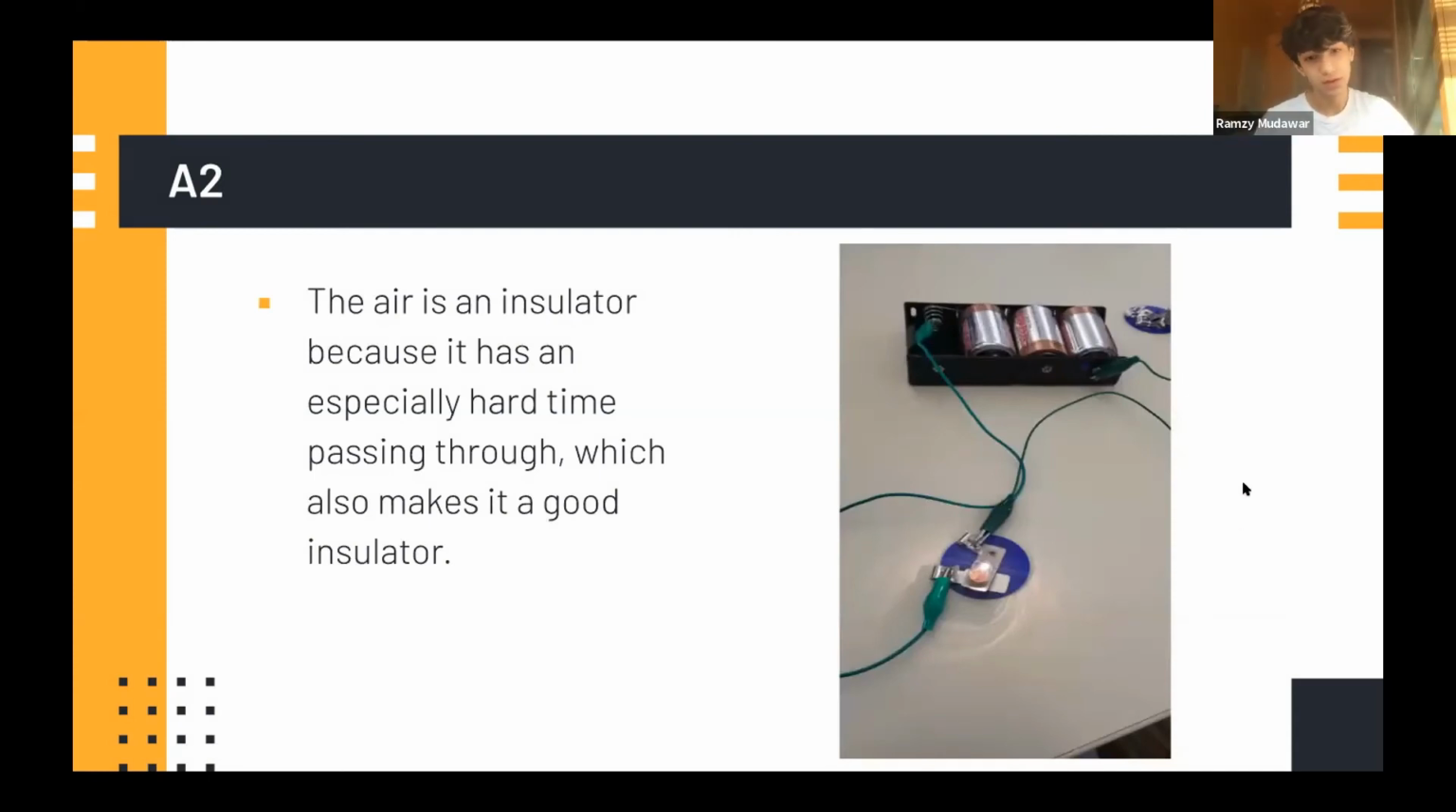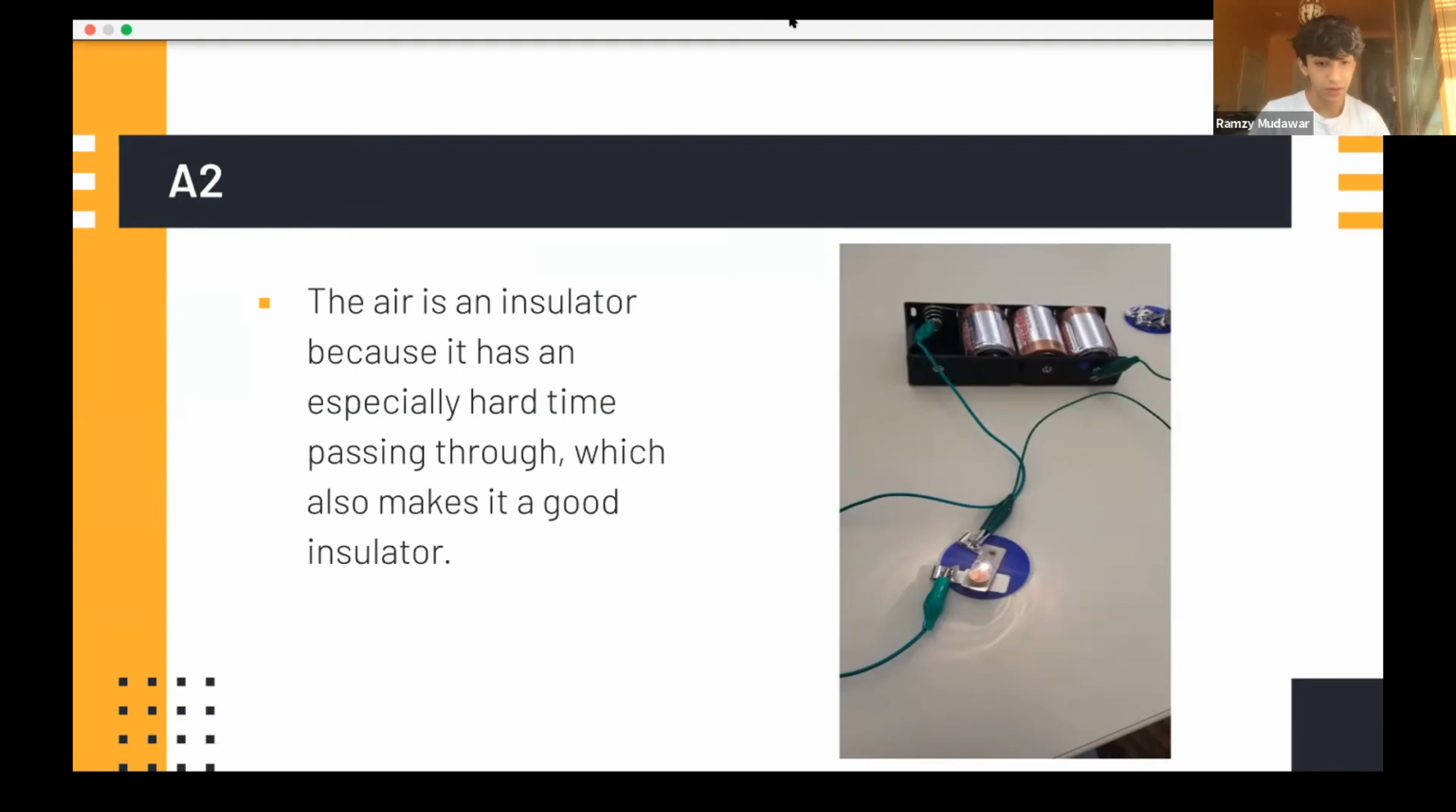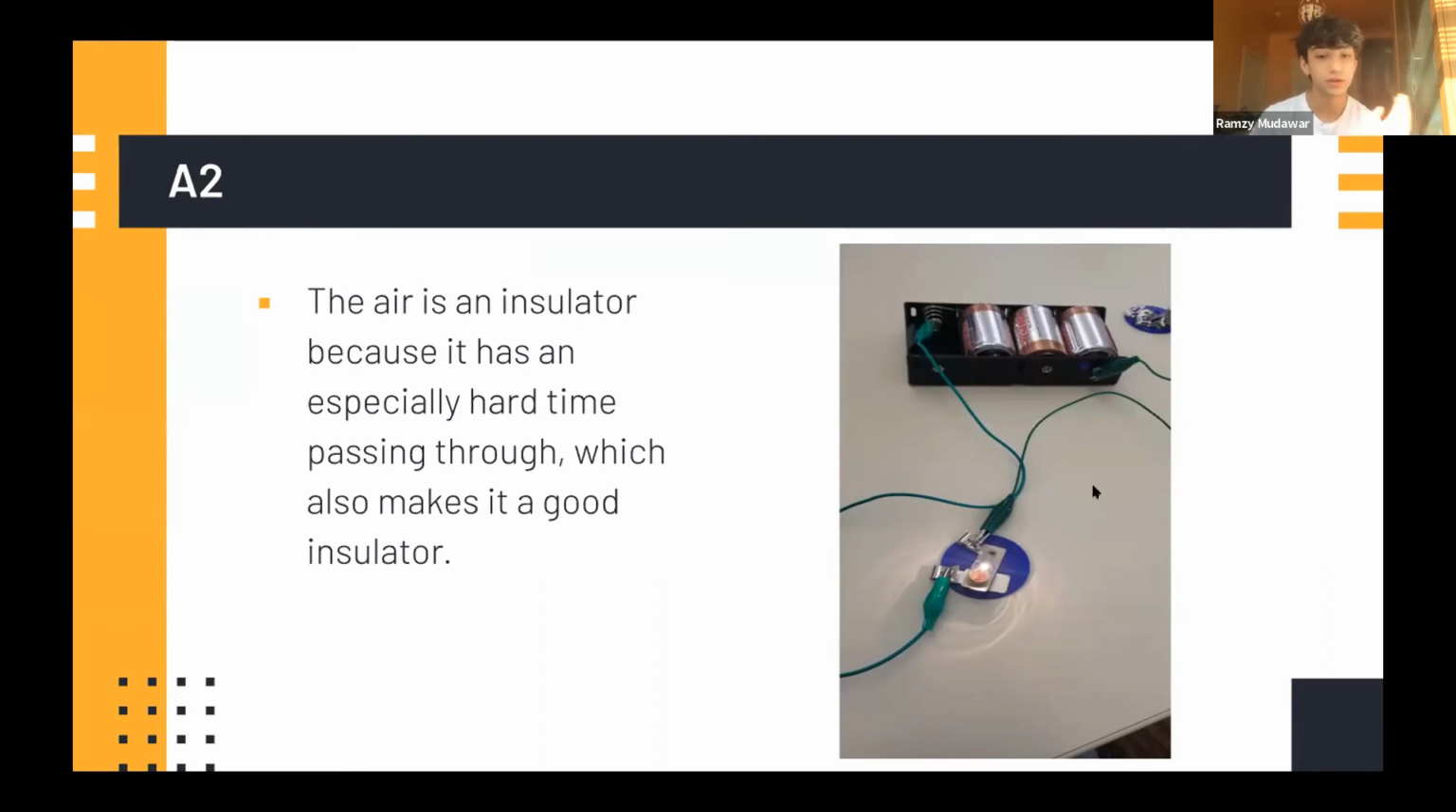For this one, it was asking if air is an insulator, and air is a really good insulator because electricity can't really pass through it, unless there's a massive amount. When current flows from the positive end to the negative end, it does not interact with the air, because air rarely conducts electricity, and only on rare occasions, which we will talk about later.